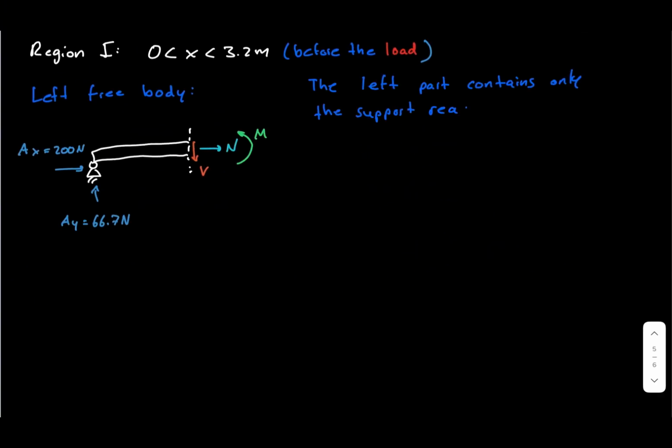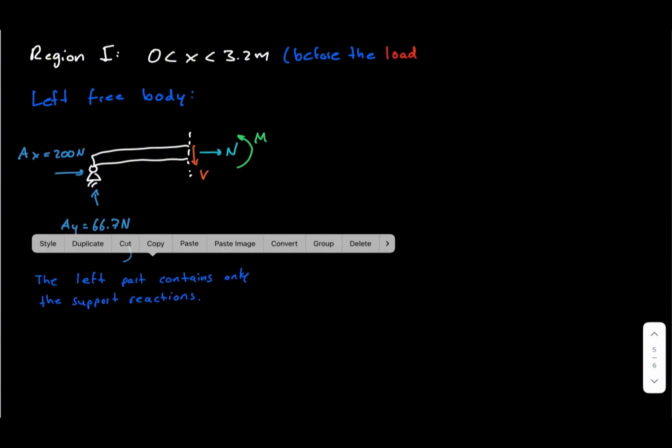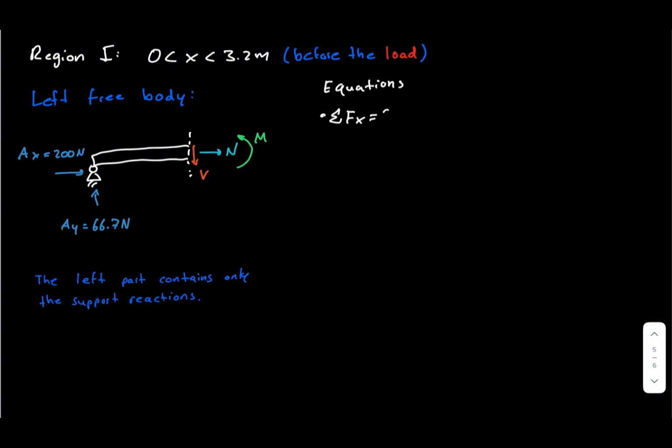First, we cut in region 1 before the load. The left free body contains the reactions AX and AY, and the internal forces N, V, and M. Horizontal equilibrium gives AX plus N equals 0. Since AX is 200 Newton, N equals negative 200 Newton. This means the axial force is opposite to the assumed direction.